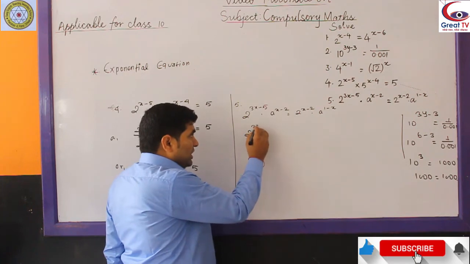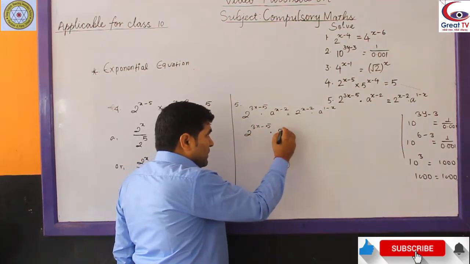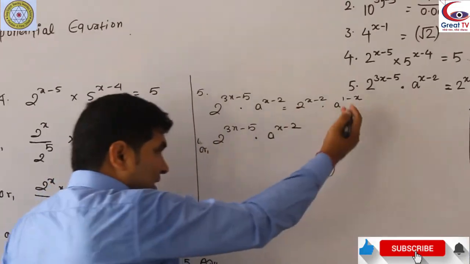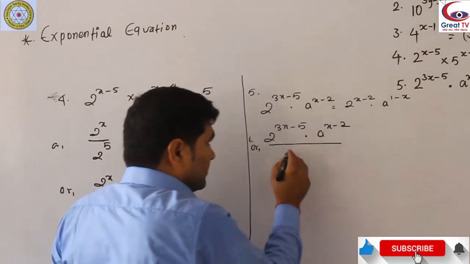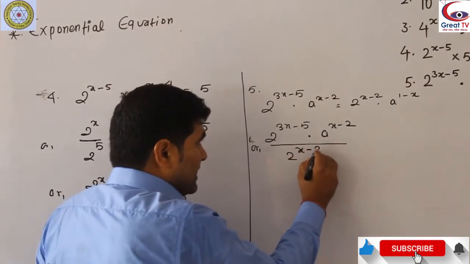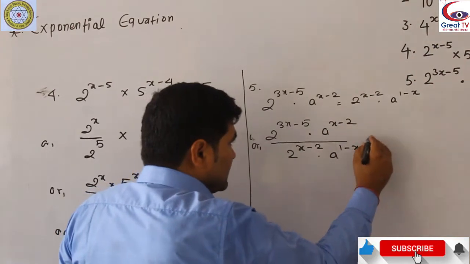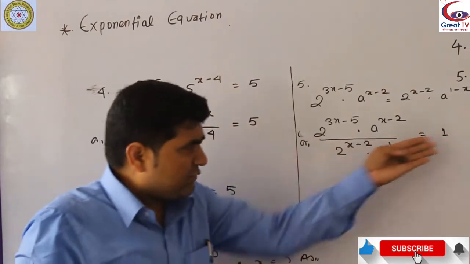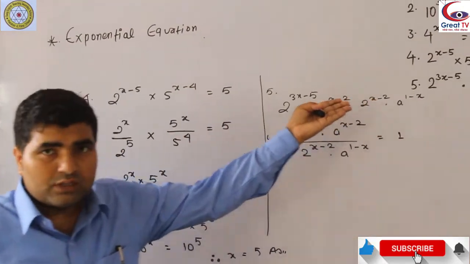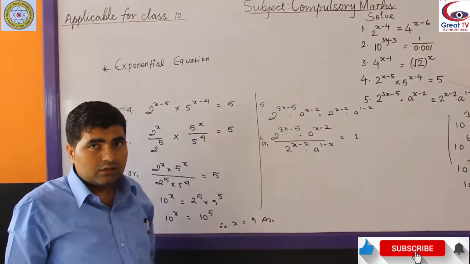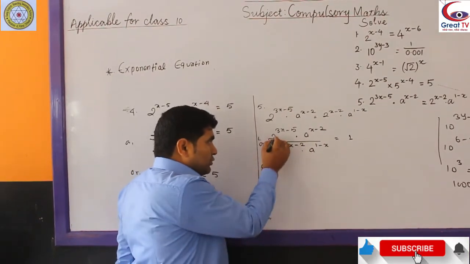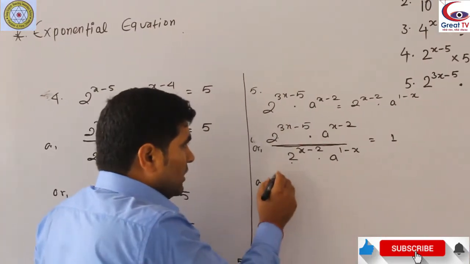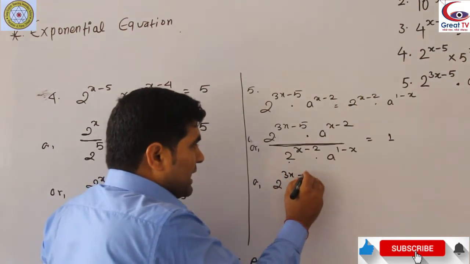Now 2^(3x-5) times 8^(x-2). If we take the other side in divided form, 2^(x-2) times 8^(1-x), the remaining right hand side is 1. If you multiply these two, we again get the same as the previous step. Now here the bases are 2, with a divided sign. Now we can subtract the powers from the first: 2^(3x-5).